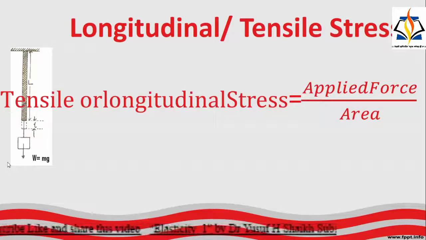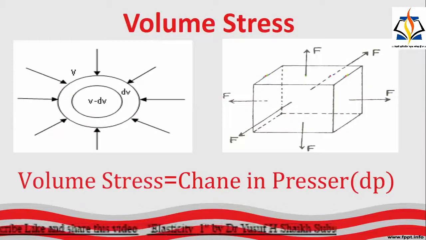If a change in length is produced due to stress, the stress is called a longitudinal or tensile stress. So longitudinal stress is equal to applied force per unit area. If a change in volume is produced due to stress, the stress is called a volume stress. The change in volume of a body is produced by raising or lowering the pressure, as shown in the figure. Volume stress is equal to the change in pressure.